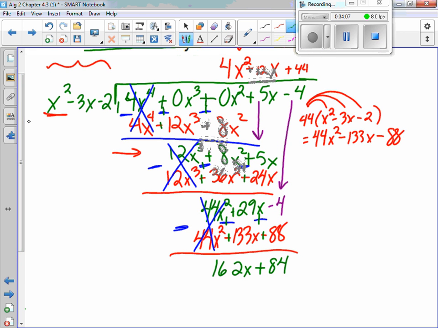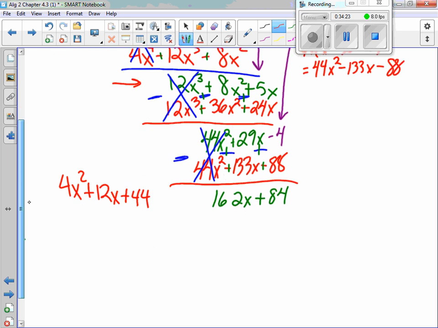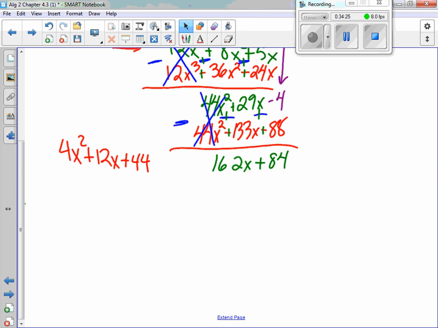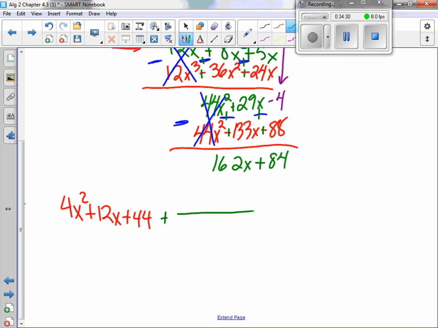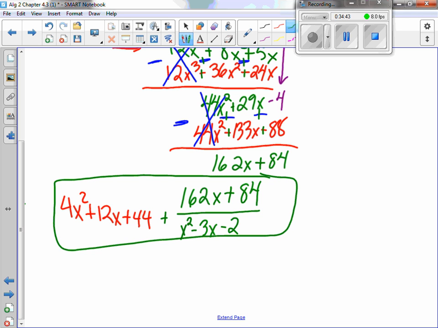And I continue dividing from here? No, we're done. We're out of terms. So we bring down our 4x squared plus 12x plus 44, because that will be part of our answer. So what are we going to have to add to it? 2x plus 84 over x squared plus 3x minus 2.